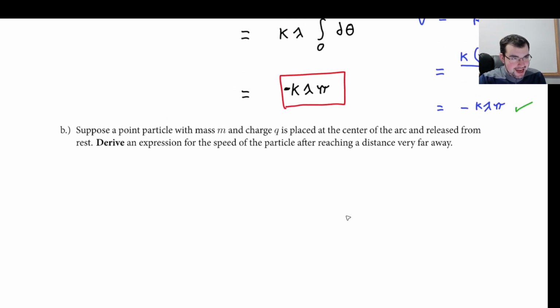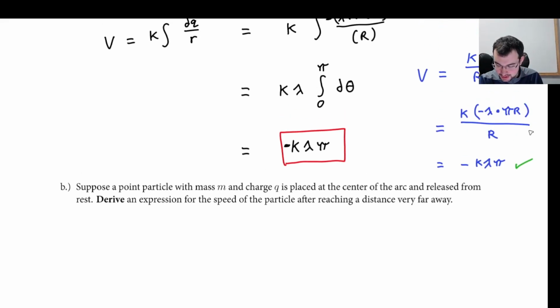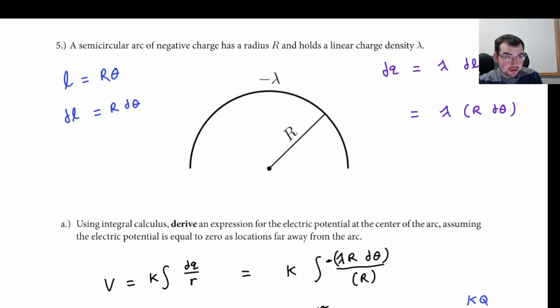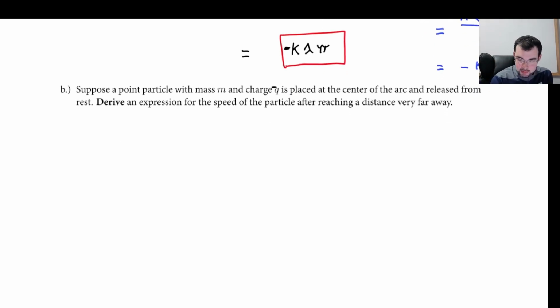Suppose a point particle with mass m and charge q, sorry, this should be charge negative q, I didn't change this, is placed at the center of the arc and released from rest. Derive an expression for the speed of the particle upon reaching a distance very far away. So making this a negative charge. So if I place a negative charge at the center of the arc, it's of course going to get repelled and launched very far away. And of course, we can just use potential, right? Because anytime we want speed, we use delta K is minus delta U, which is minus q delta V.